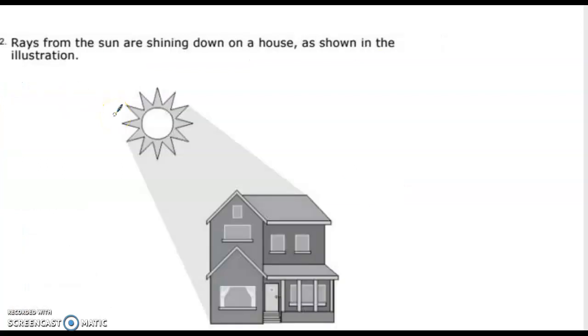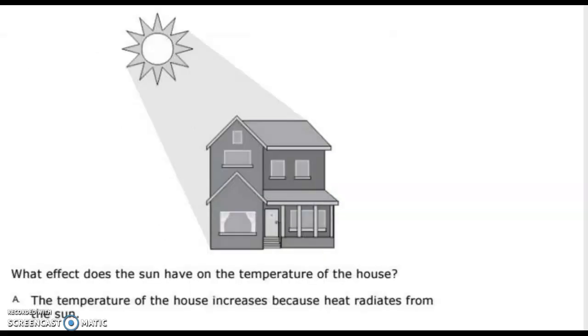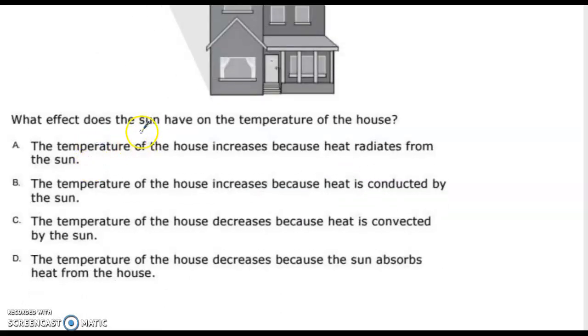Number 12, rays from the sun are shining down on a house. That happens literally every day. What effect does the sun have on the temperature of the house? The temperature of the house increases. Would you agree with that when the sun's shining on the house? So can I get rid of these two?